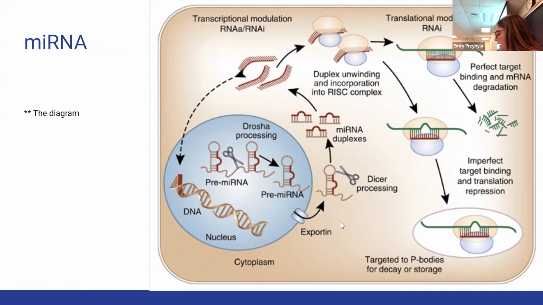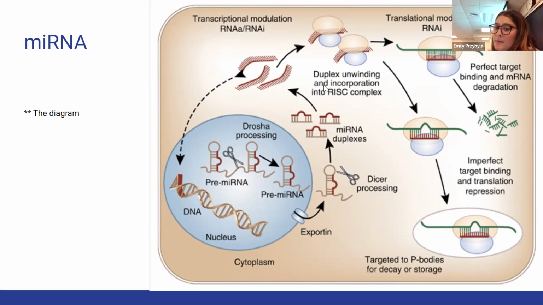Once we're in the cytoplasm, the pre-miRNA will be processed by Dicer, which is another enzyme, I believe an exonuclease. What this does is cut up the long hairpin of the double-stranded pre-miRNA into short little duplexes. These typically are about 20 to 25 base pairs long, and these duplexes are what the RISC complex will go around the cell and pick up.